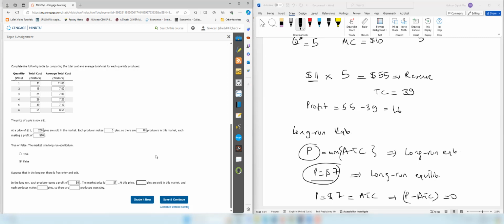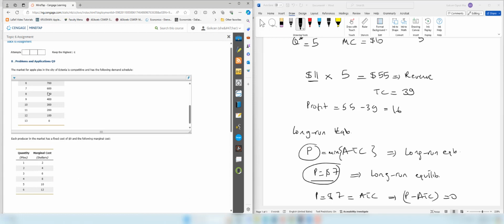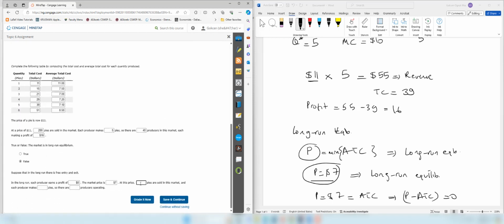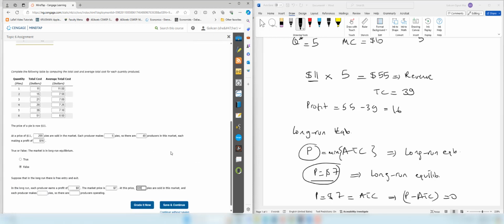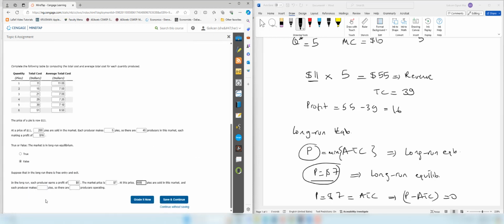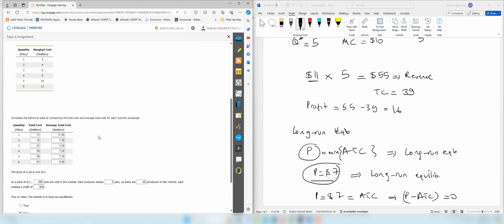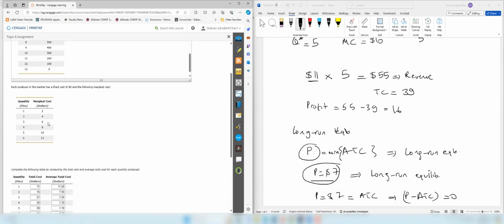At this price, let's see how many pies are sold. 600 pies are sold in the market. We go to the demand curve and find the 600. And each producer, at $7, is going to make, as you see here, 3 pies.